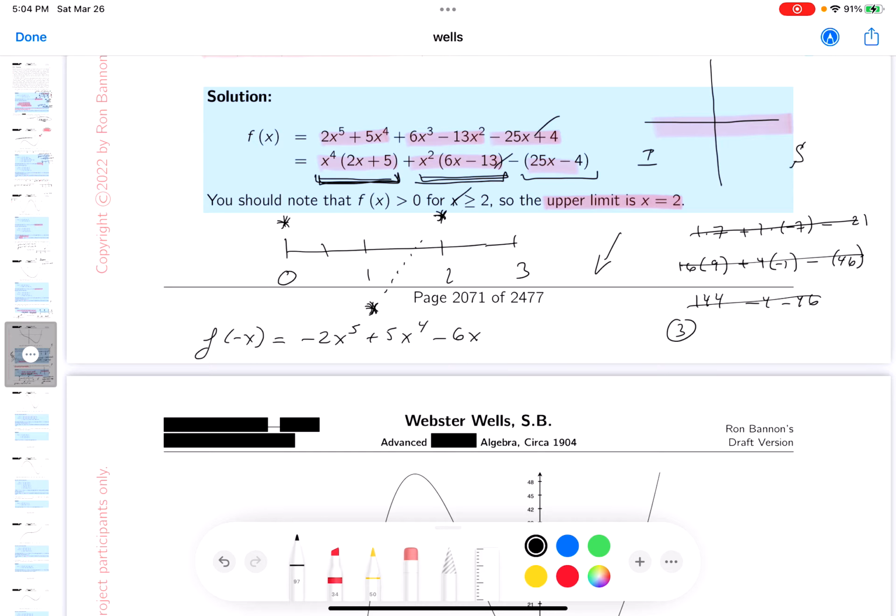Minus 6x cubed, minus 13x squared, plus 25x plus 4, and then you do minus f of minus x. We'll check with the key, just make sure you're okay with this. 2x^5, minus 5x^4, plus 6x^3, plus 13x squared, minus 25x, minus 4.